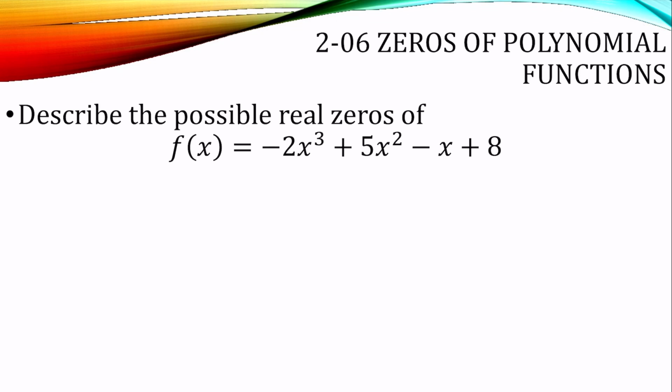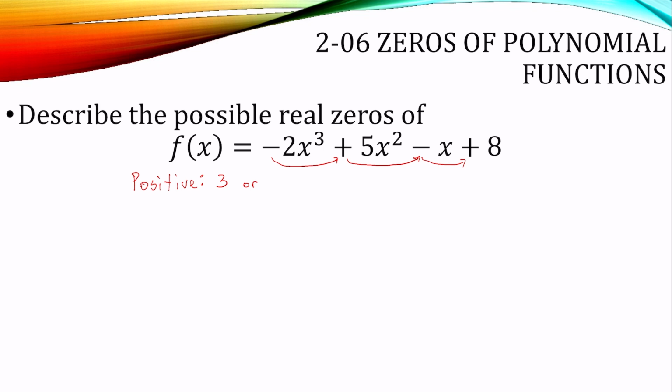All right, let's describe the possible real zeros of this function, as in how many positive, how many negative. So let's start with the positive. And for the positive, we just look for the number of variations in signs. That goes from negative to positive, so there's 1. Positive to negative is 2. And negative to positive is 3. So there are 3 positive real zeros, or less by an even number.